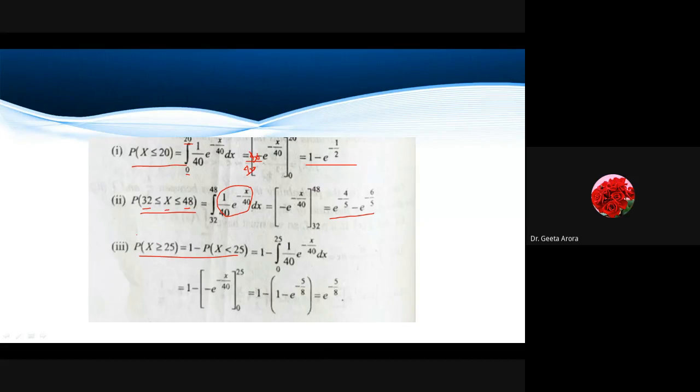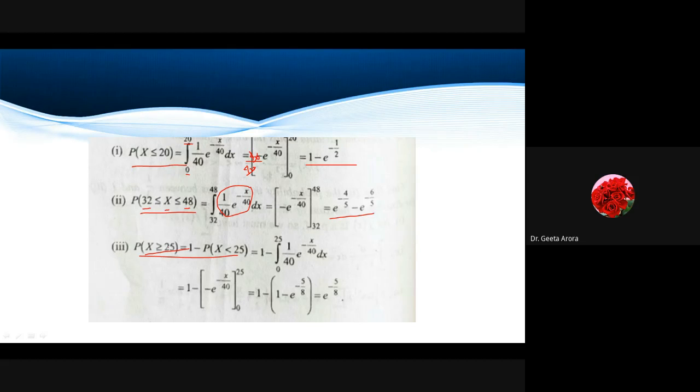Okay, the third part is very important according to me. If I am working on a book, I have to mark it as important. Why is it important? Because it is somewhat different. It is based again on the concept and the knowledge we have covered earlier. We have learned that whenever we look for the probability of capital X greater than or equal to some number, now greater than or equal to 25 means from 25 onwards. The limit is not told, right? So what it means is from 25 to infinity.